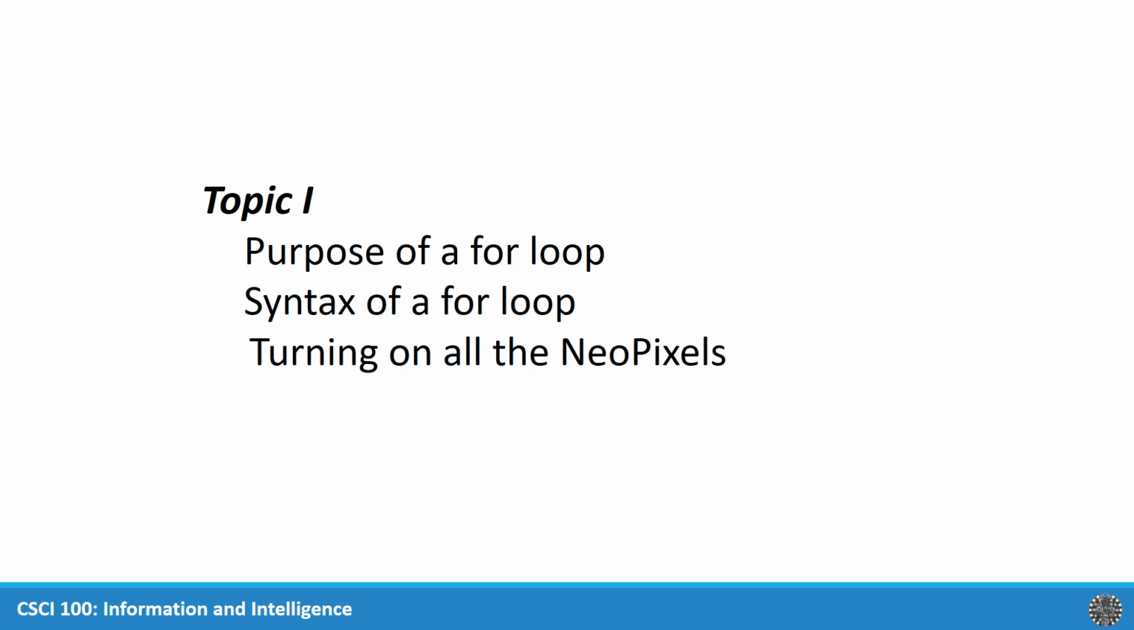If you've ever experienced having to turn on all the NeoPixels, you'll realize that there's a lot of copy and pasting there, and simply changing of the positions. Well, anytime you find yourself in a program doing a lot of copy and pasting, this is a clear indication that possibly your process could use a for loop. That's what a for loop does.